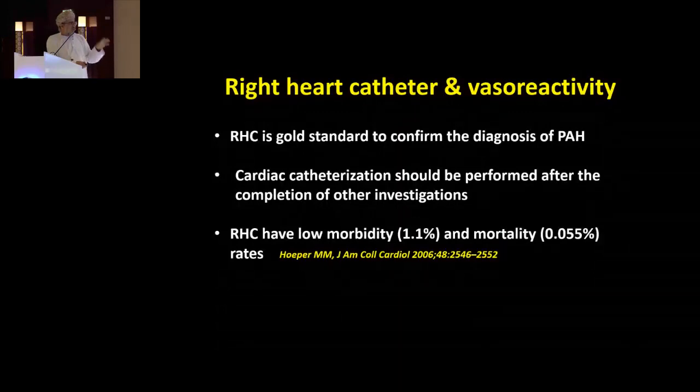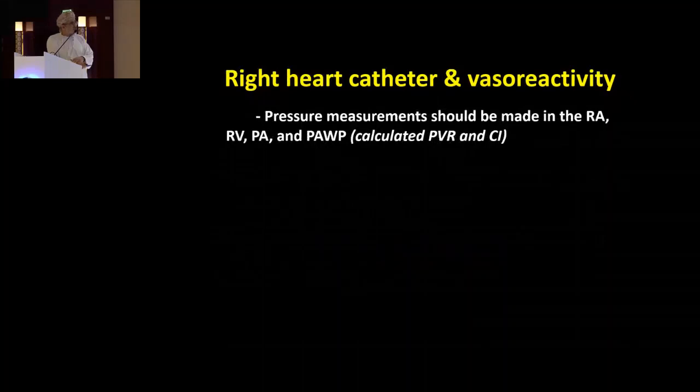Right heart cath, as the cardiologists tell us, has low morbidity and low mortality, so there is no worry about it. The minimum required is to get pressures in the right atrium, right ventricle, pulmonary artery, and pulmonary wedge pressure, and then you get calculated PVR and cardiac index. You should know that pulmonary wedge pressure is a surrogate of left atrial pressure, so it actually assesses left ventricular function or dysfunction, and should be recorded in three measurements, and you take the mean.